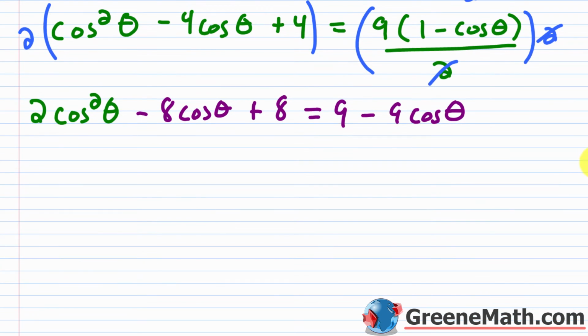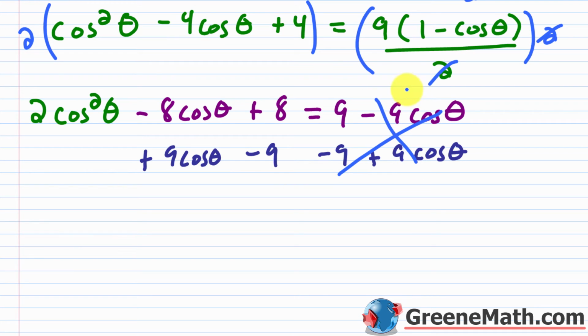Let's scroll down just a little bit more. So what I want to do here is subtract 9 away from each side of the equation, and also add 9 times the cosine of theta to each side of the equation. So basically this is going to give me a 0 on the right. You can see where I'm going with this. I'm going to end up factoring and using the zero product property.